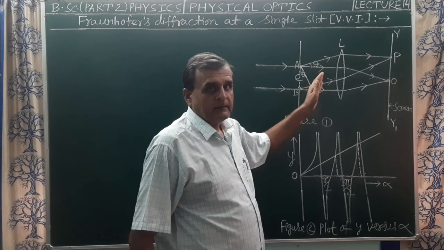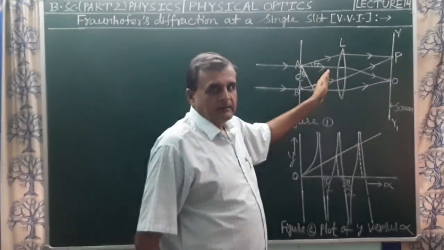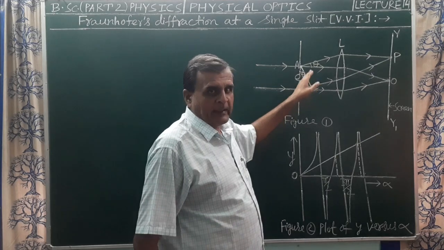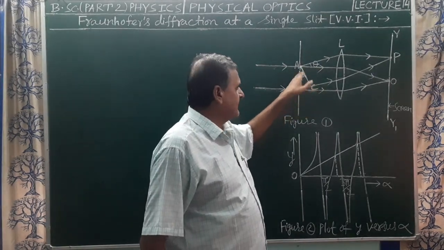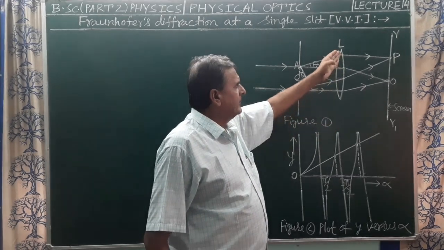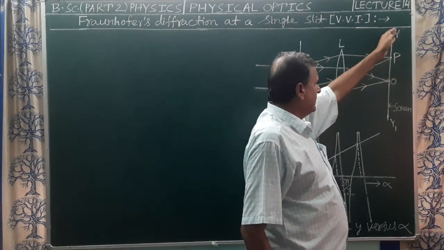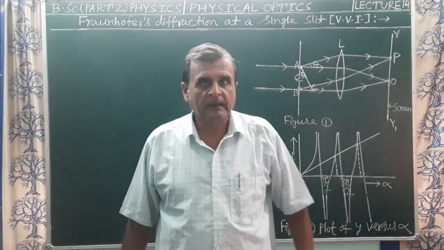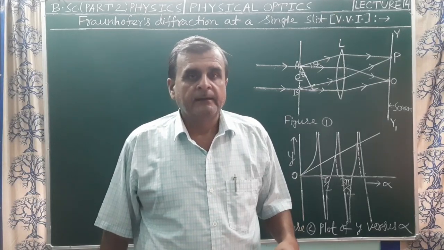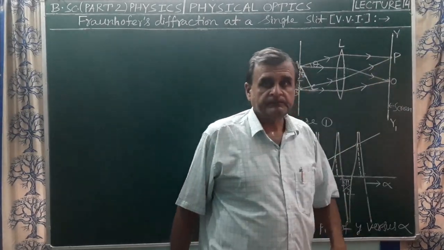Another pair of secondary wavelets diffracted through angle theta by the single slit are focused by the lens L at another point P of the screen XY. We have to find the resultant intensity of light at point P.